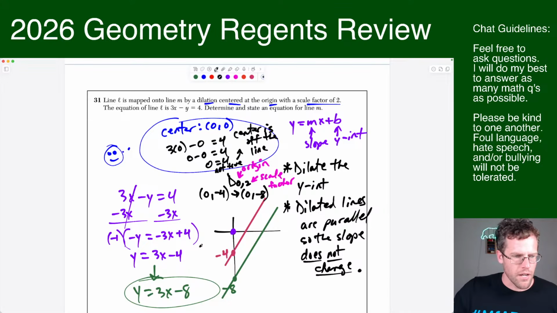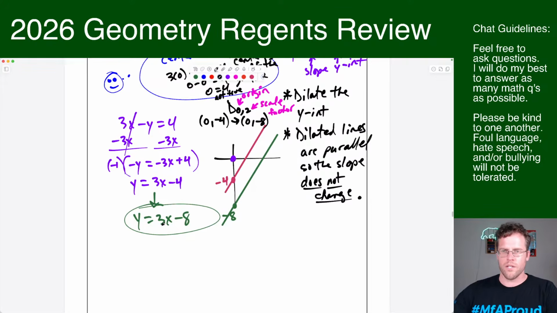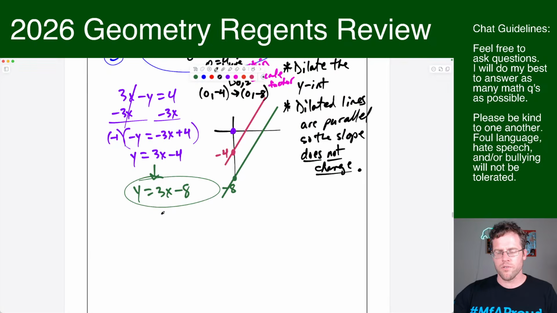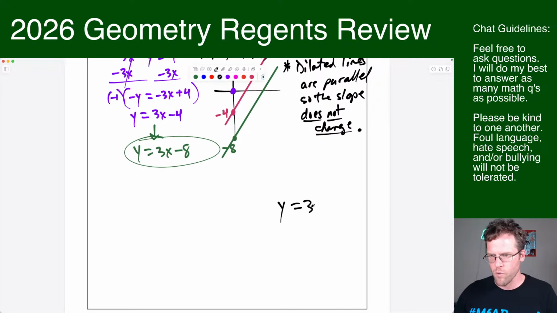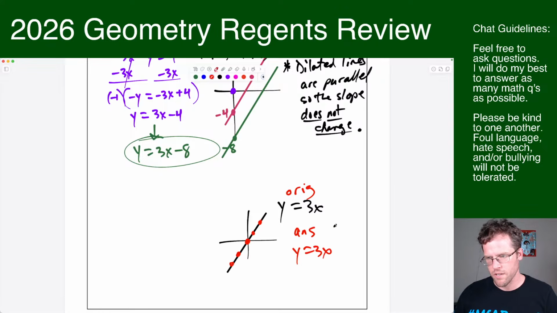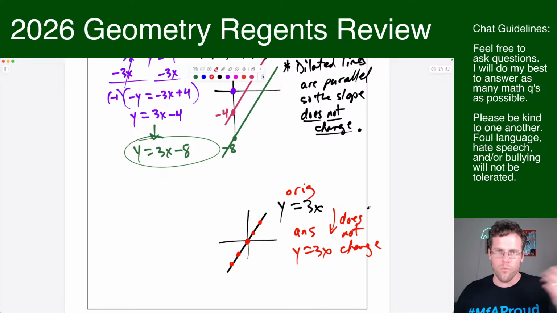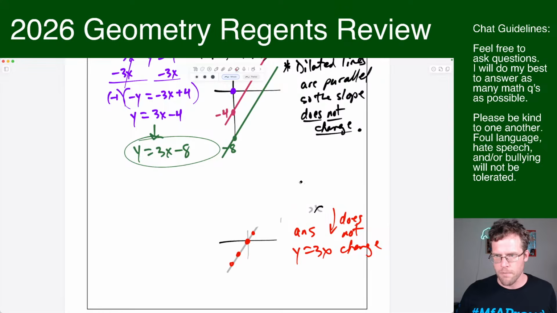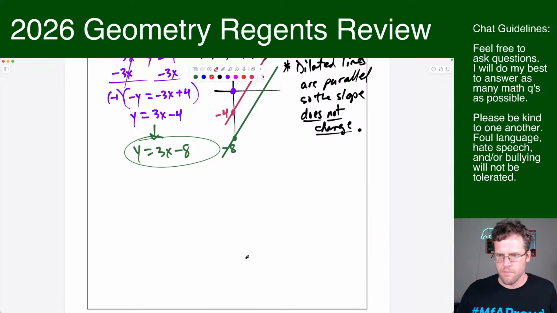Now, if the dilation is on the line, then the equation doesn't change. So just be careful of that. Let's say if it was just y equals 3x, that would be something like this. When I dilate and my center is on the line, all my points would stay on the same line. So that would be my original, and my answer would be y equals 3x. It does not change. Okay, but that's not what happened here. So tricky concept, I know.